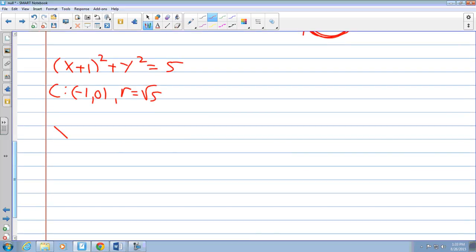How about this guy? x squared plus y squared equals 1. Is that a circle? Center, origin, radius 1, right? So the so-called unit circle is a circle of radius 1 centered at the origin. So the center is (0, 0), radius is 1.